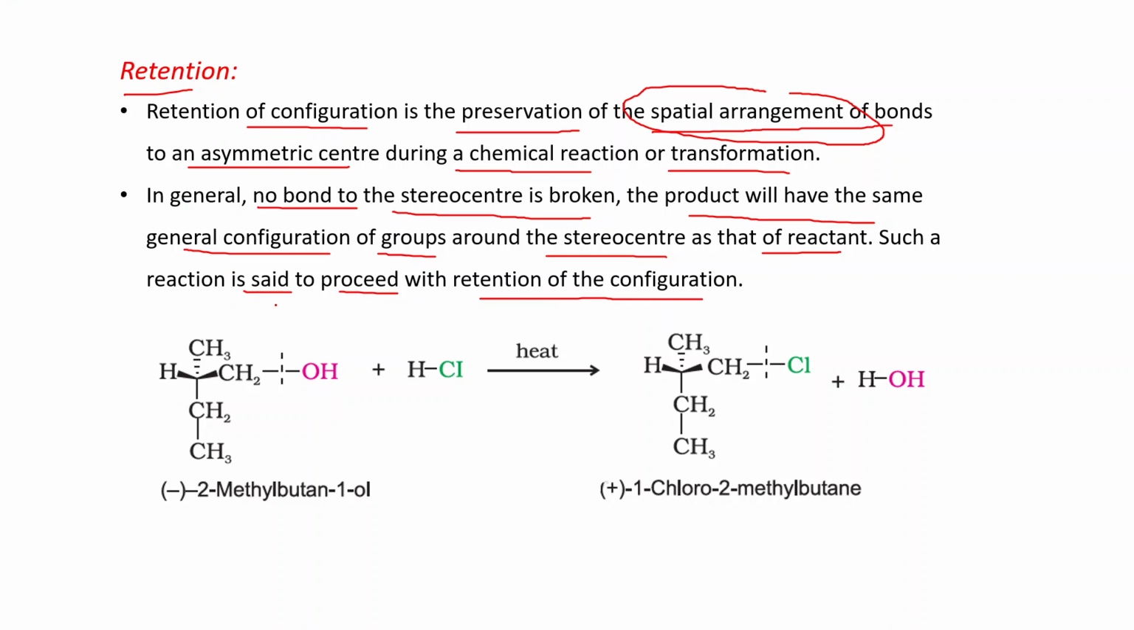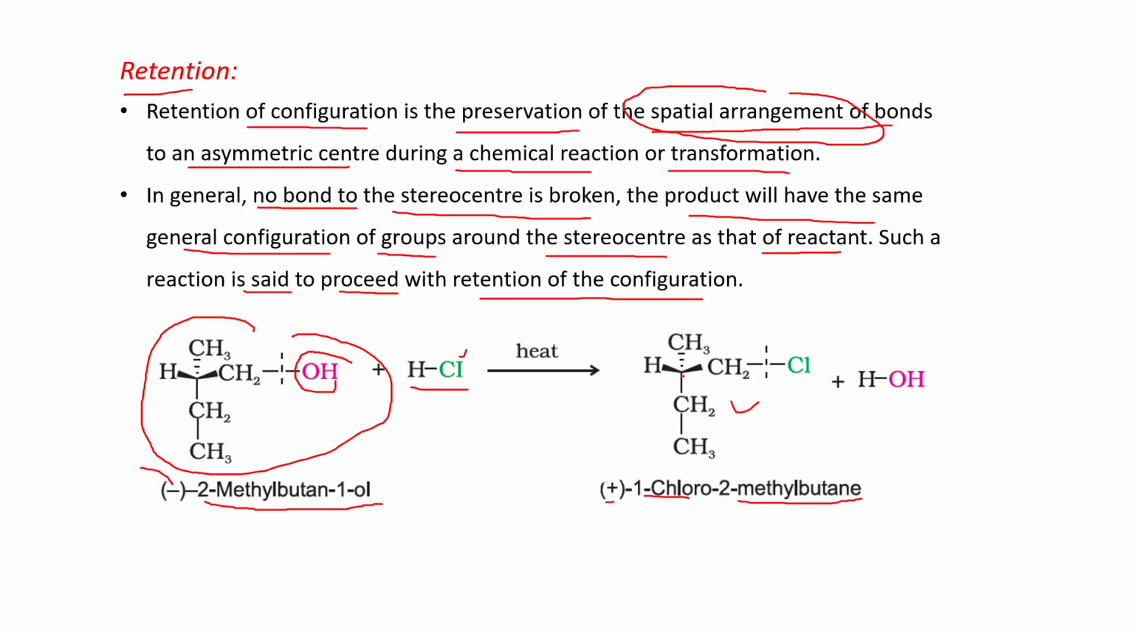Now just see, this molecule is levorotatory. This minus symbol represents levorotatory 2-methyl butan-1-ol, and this reacts with HCl. Then this OH is replaced by Cl. We will get this one. This is dextrorotatory 1-chloro-2-methyl butane. Now this is a retention of configuration.